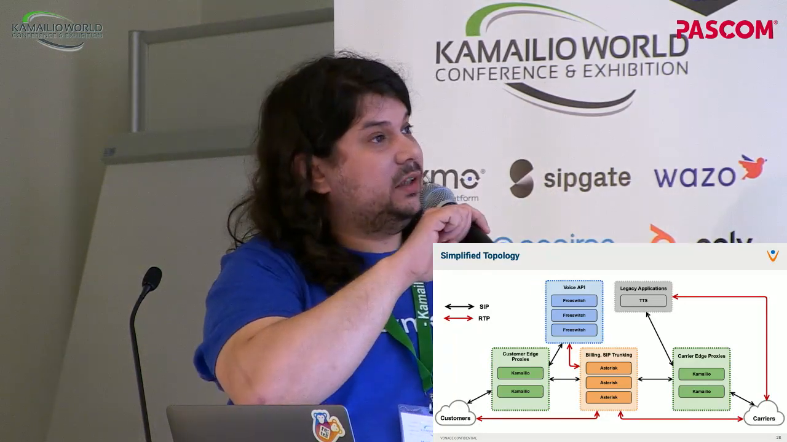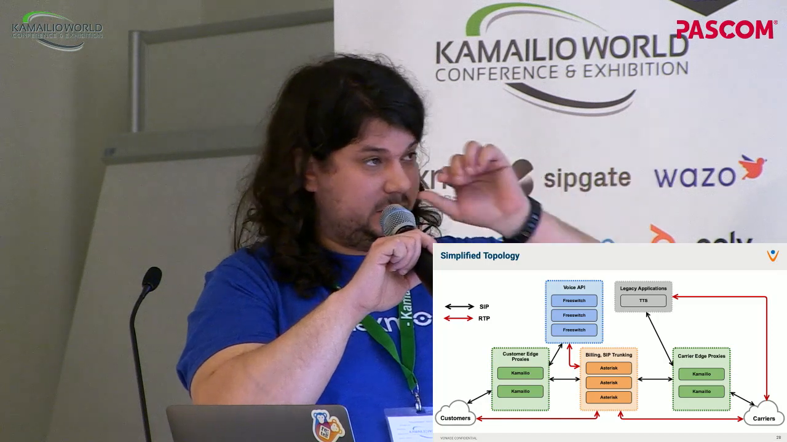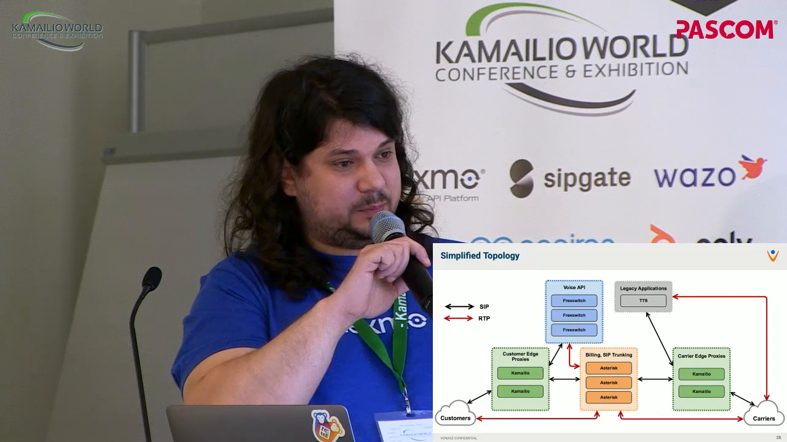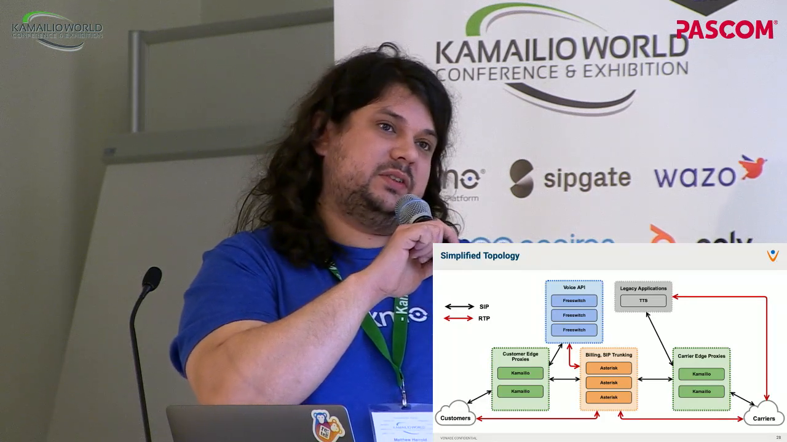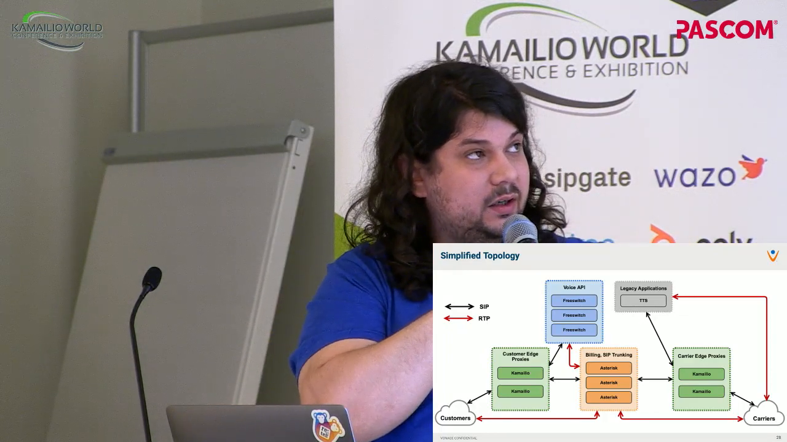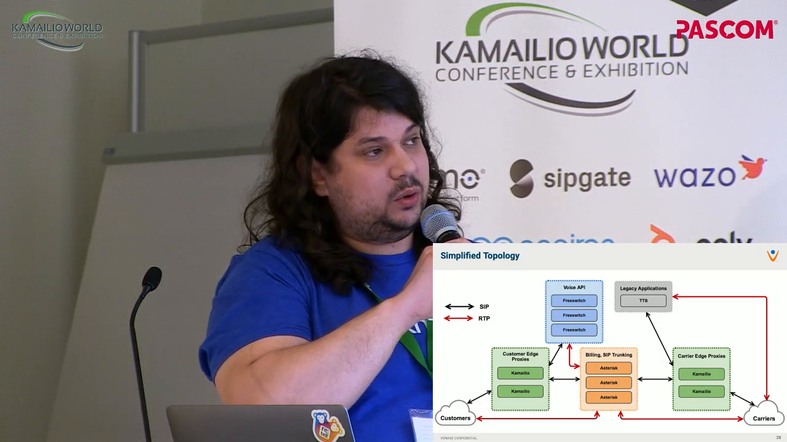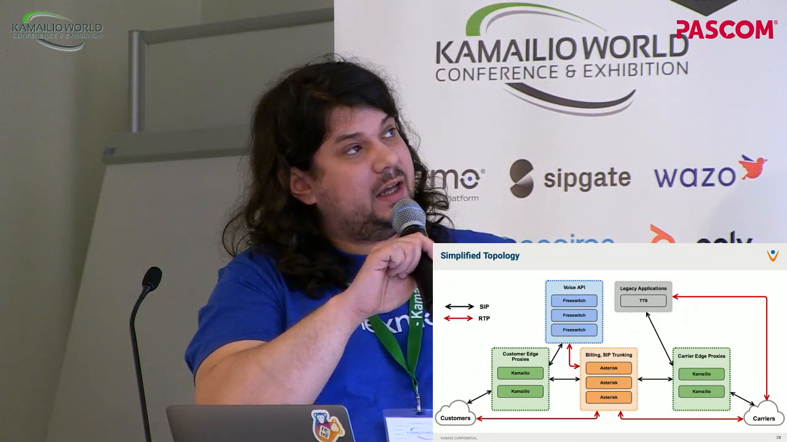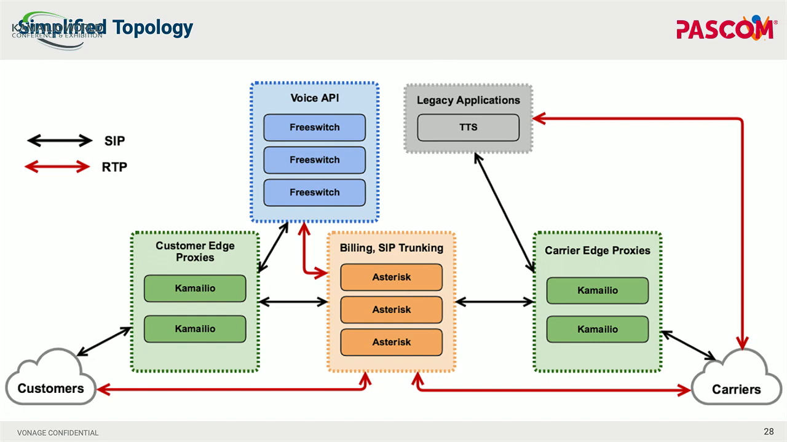So topology-wise, this is fairly simplified. This is just one of our data centers. We're in several, but topology-wise, it's basically mirrored in each. So we use Kamailio as a sort of standard edge proxy. It's doing things like the authentication, load balancing, and failover. We have Asterisk in the core, which is sort of dealing with the billing and some of the SIP trunking stuff. And then the newer voice API stuff is all FreeSWITCH.